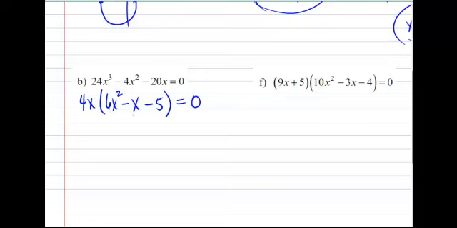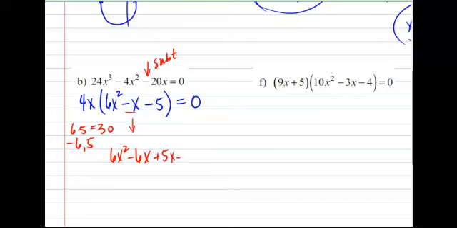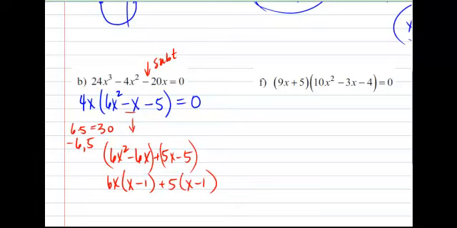I know that 6 times 5 is 30. I know that I'm going to subtract. So I want to know, what are the factors of 30 that give me a negative 1? Well, that was negative 6 and a positive 5. So I'm going to rewrite this trinomial as 6x squared minus 6x plus 5x minus 5. And I'm going to group this and factor. So I get 6x times x minus 1 plus 5 times x minus 1.